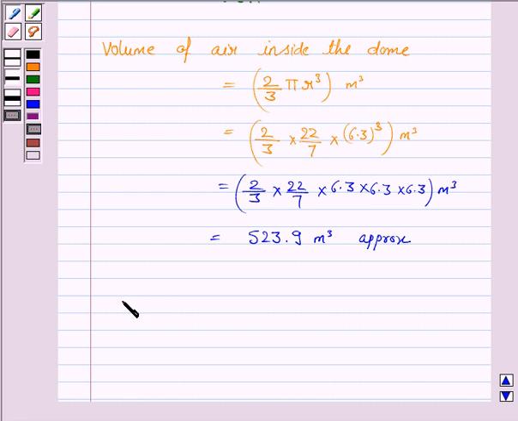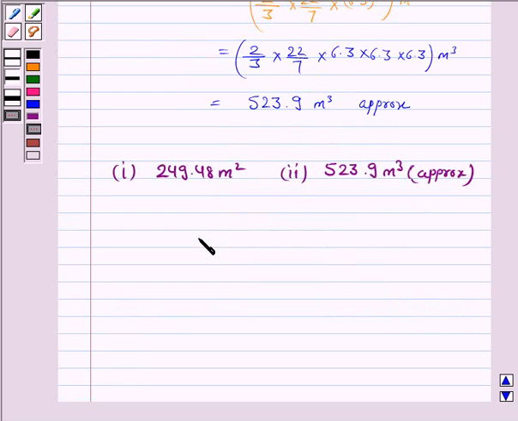Hence, the surface area of the dome is 249.48 meters square, and the volume of the air inside the dome is 523.9 meter cube approximately. So this completes the question.